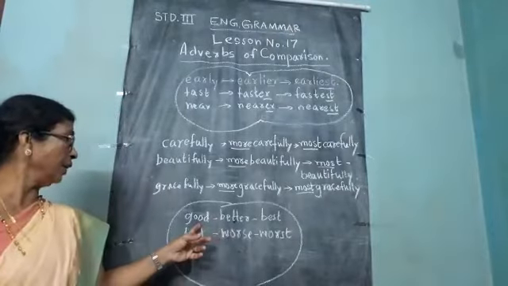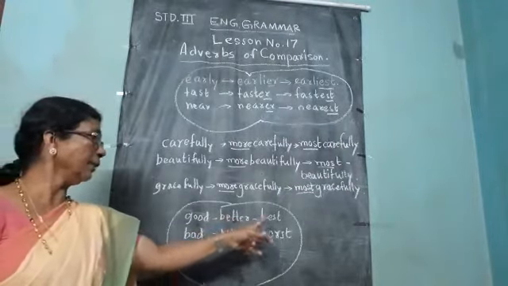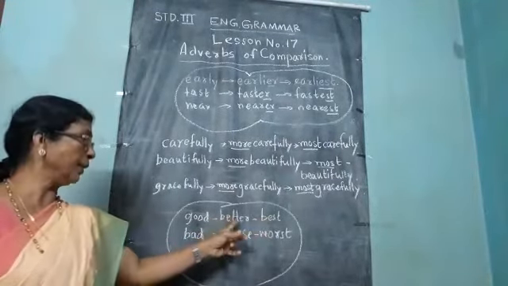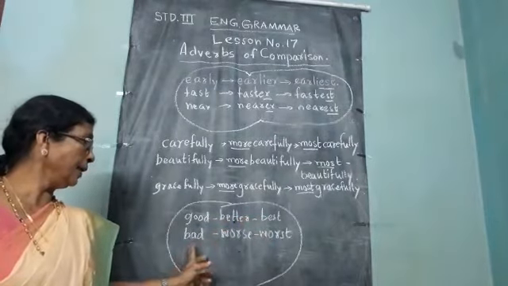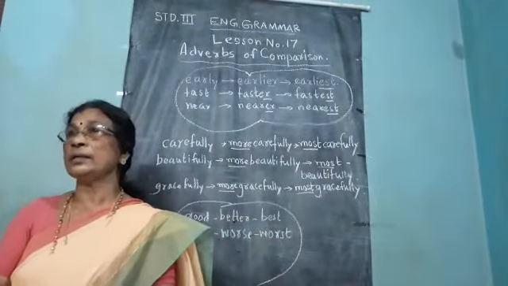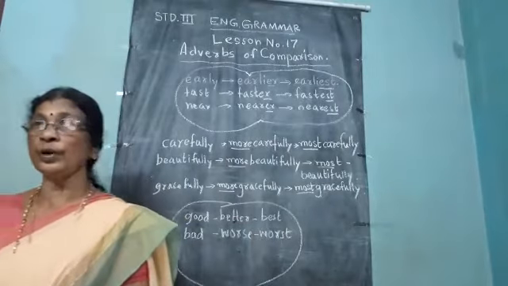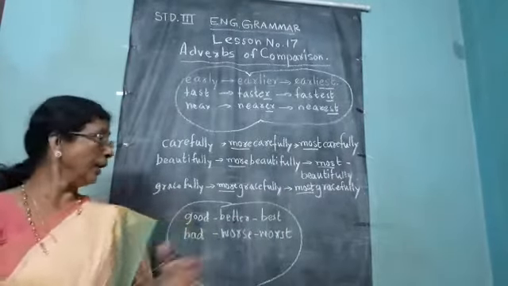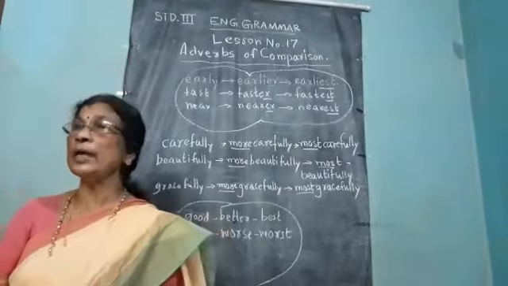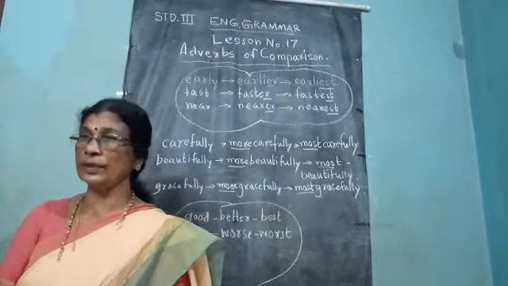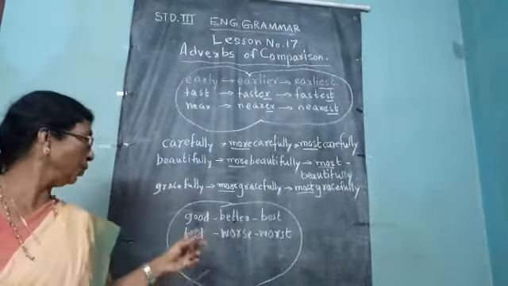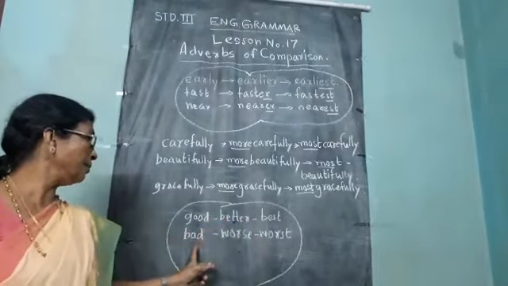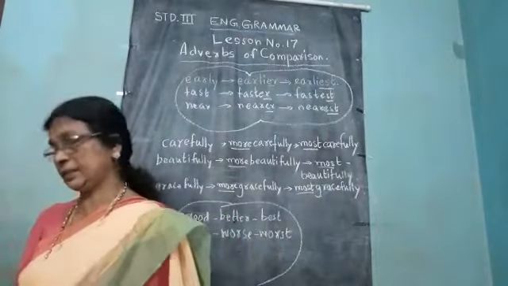So example, good, better, best. Bad, worse, worst. Here I have given only two, but more adverbs are this way. So you have to study by heart. It has no rule. So good, better, best, bad, worse and worst.